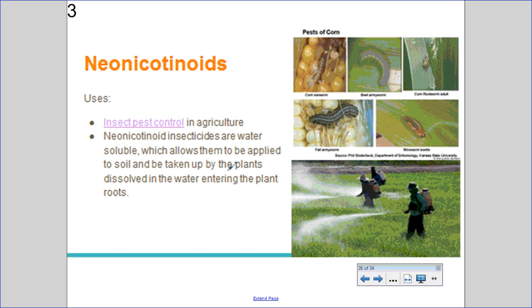Neonicotinoids get used in insect pest control and agriculture. They are water soluble, which allows them to be applied to soil and be taken up by the plants, dissolved in the water and entering the plant roots. So they're very good at killing off all kinds of horrible pests that destroy our crops. But as mentioned in the previous slide, they will kill beneficial insects as well.